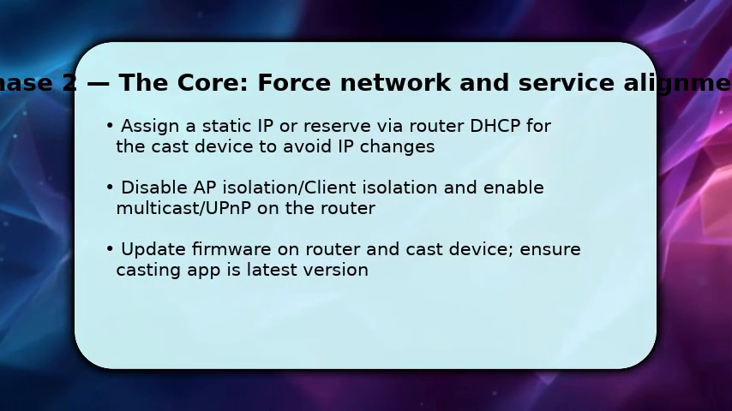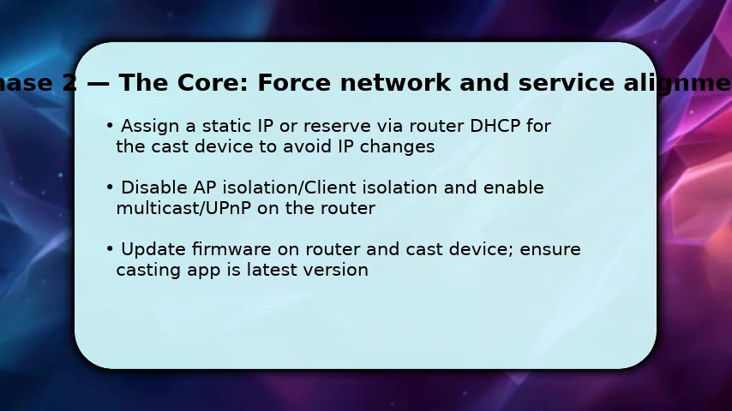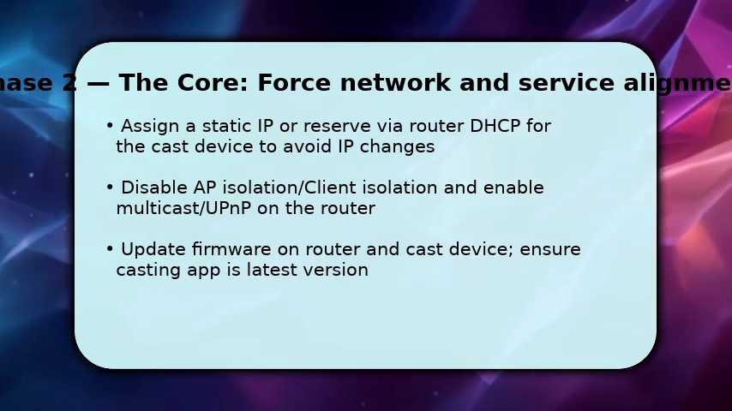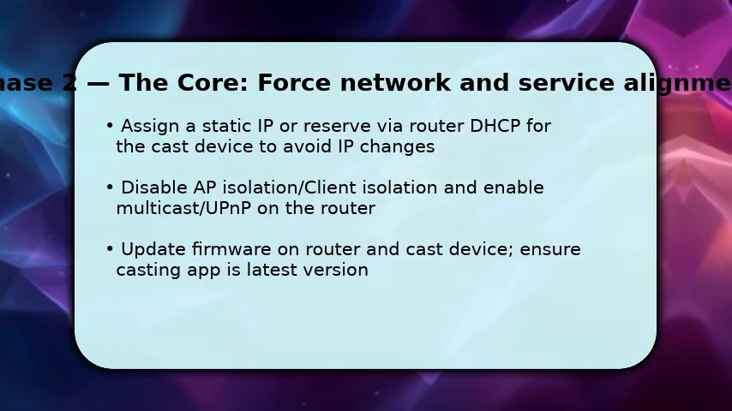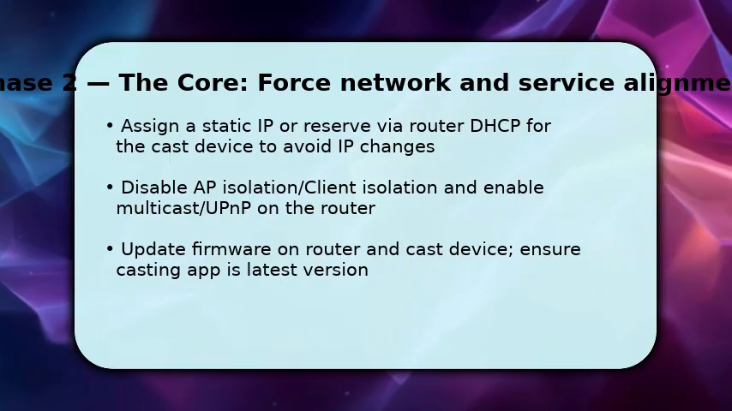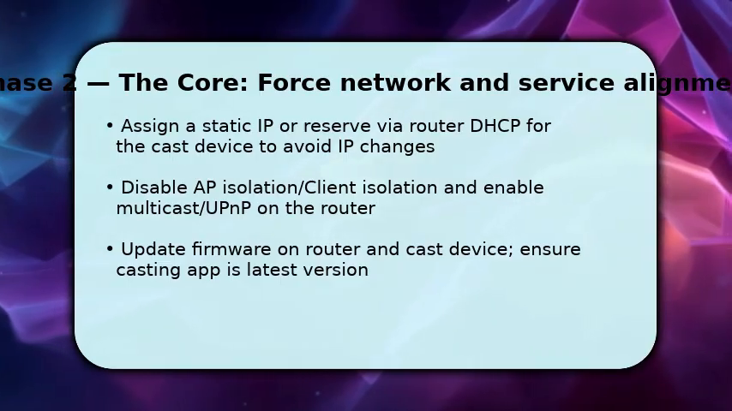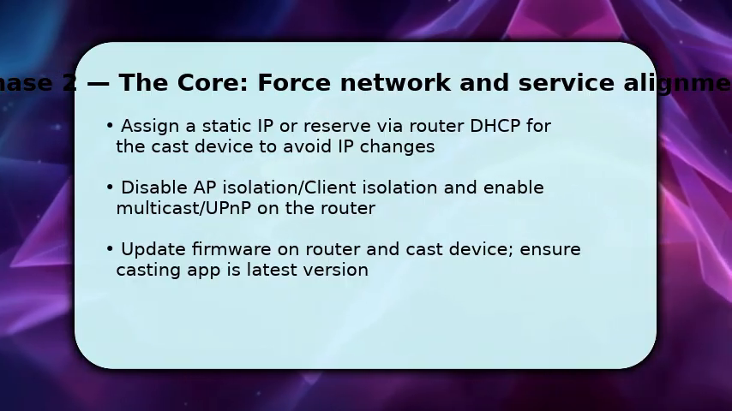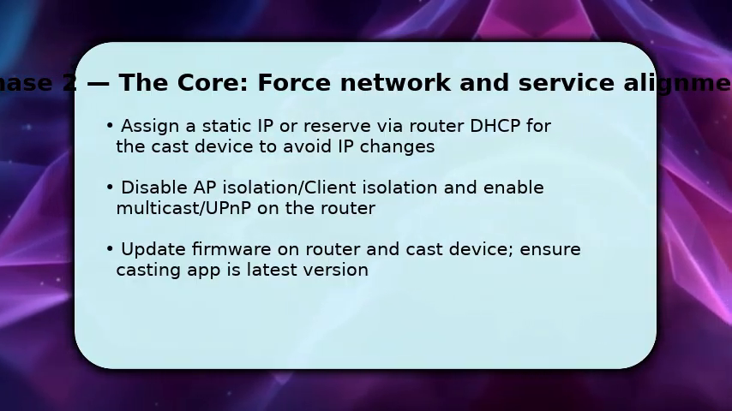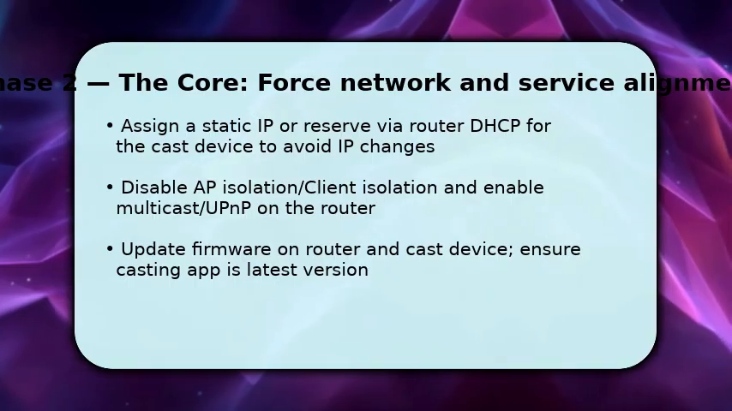Next, align network addressing and services so discovery reliably works. Reserve or assign a static IP for the cast device in the router DHCP settings because frequent IP changes break session handshakes. Then, disable access point isolation or client isolation and enable multicast and UPnP. These protocols carry discovery packets.